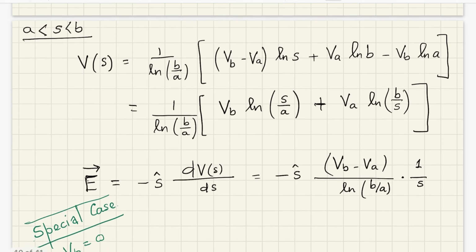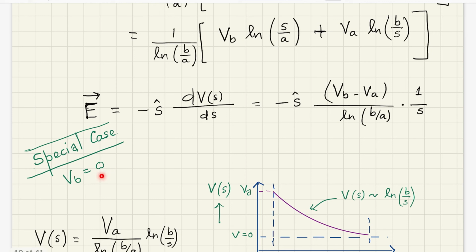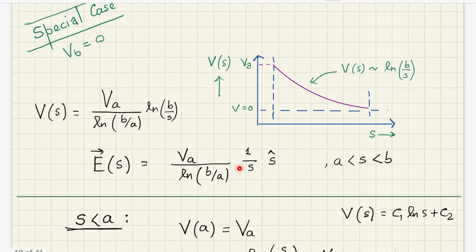Okay, so now what is this? Suppose it's a special case, VB is equal to 0. That is the outside concentric circle, I earth it. Then this reduces, VS is VA ln(B/S) over ln(B/A). And then V of S changes as log of B by S. Again, the E of S I can immediately get.